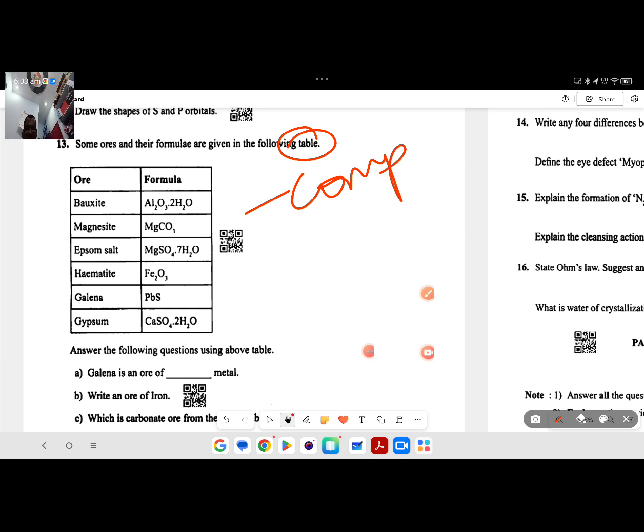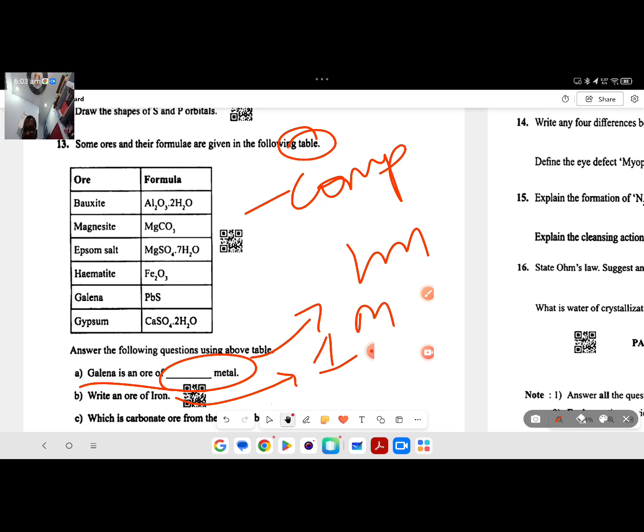This is table question is given. Galena is a ore of dash metal. No need of writing full sentence in the table. Directly write the answer. 1 mark you will get. Right? Write an ore of iron. Directly 1 mark. Okay, ore of iron. Wherever we have Fe, directly write on hematite. You'll get 1 mark. Finish.